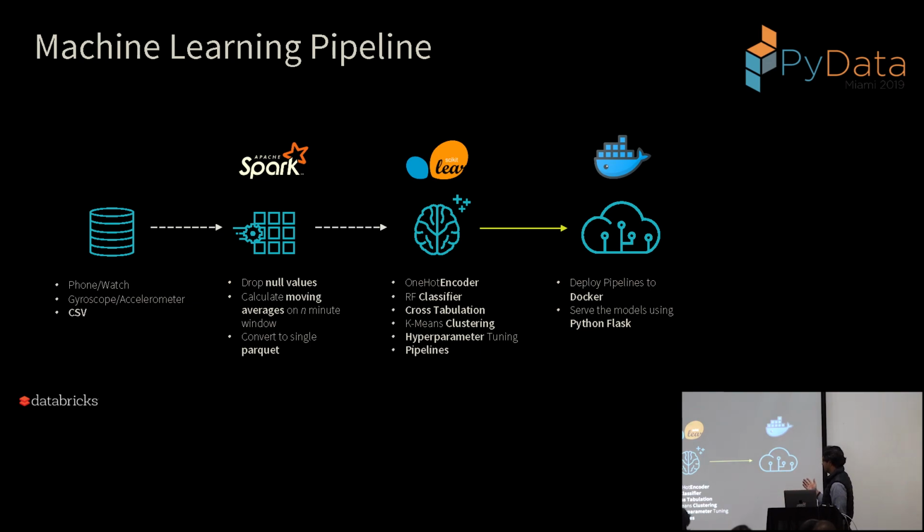And then I used a random forest classifier to classify the activity specifically that the human was engaging in. And then again, went back to using Spark, did some cross-tabulation, and then finally I used k-means clustering. And the output of this process was basically 2 machine learning pipelines that I deployed in 2 separate Docker images and served using Python class.